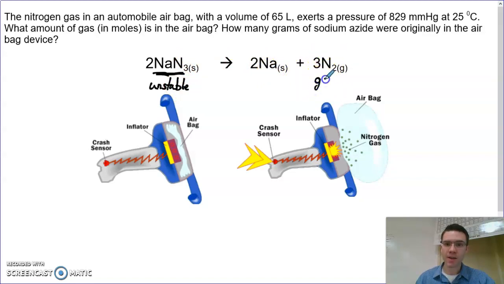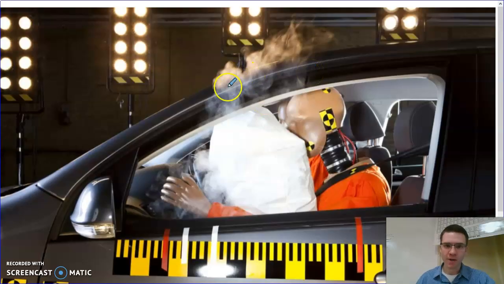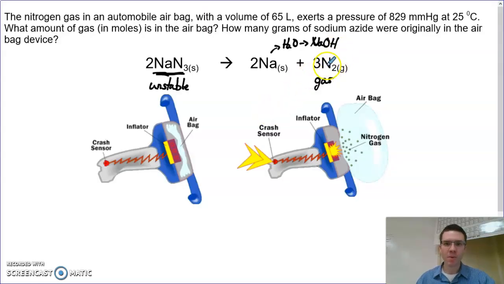Well, this is what we care about. The gas is what fills up the airbag, and that nitrogen gas fills up our airbag to cushion our slowing down in our car so we don't hit the steering wheel. The sodium, this solid, actually goes off and reacts with H2O in the air, and it produces NaOH, sodium hydroxide. And that's what this little white fine powder is in the air. It's sodium hydroxide. It's reacting in the air, and it burns your eyes and burns your nostrils if you've ever been in an accident. That's what that is. But what we care about in this problem, we want to know about our nitrogen gas and our sodium azide.